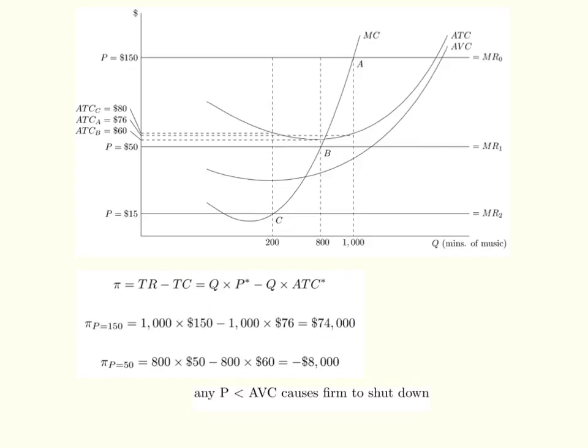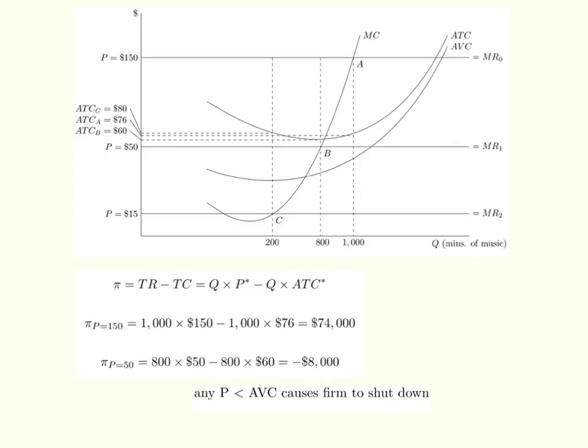Okay, so let's go back to our profit function. Our profit function is total revenue minus total cost, which is just Q times P star minus Q times average total cost. Because if you go back to the average total cost function, average total cost is equal to total cost divided by Q. If I just solve that equation for total cost, I get that total cost is equal to quantity times average total cost. So it becomes a very simple way for me to quickly calculate profits.